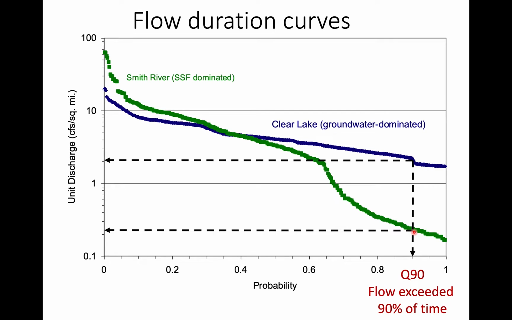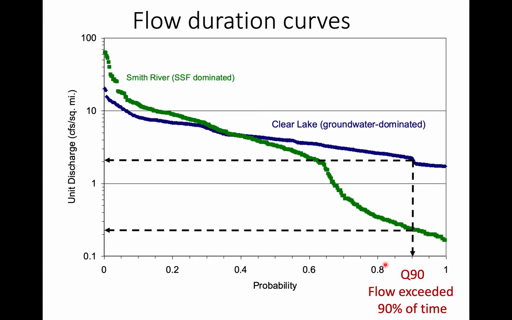So in the Smith River subsurface storm flow dominated stream, the Q90 is about 0.12 or 0.22 cubic feet per second per square mile, whereas in the Clear Lake watershed, it's about 2 cubic feet per second per square mile. So there's an order of magnitude difference in the low flows between these two streams. So that's just an example at the low flow end of things.